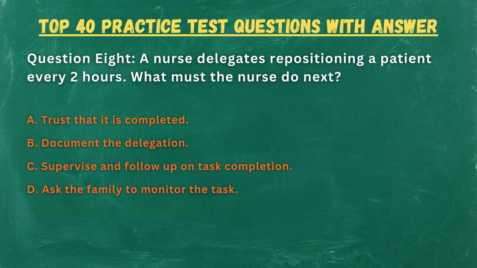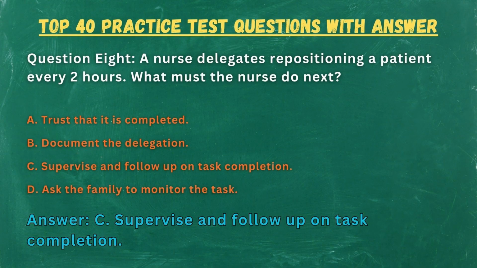Question 8. A nurse delegates repositioning a patient every 2 hours. What must the nurse do next? A. Trust that it is completed. B. Document the delegation. C. Supervise and follow up on task completion. D. Ask the family to monitor the task. Answer. C. Supervise and follow up on task completion.